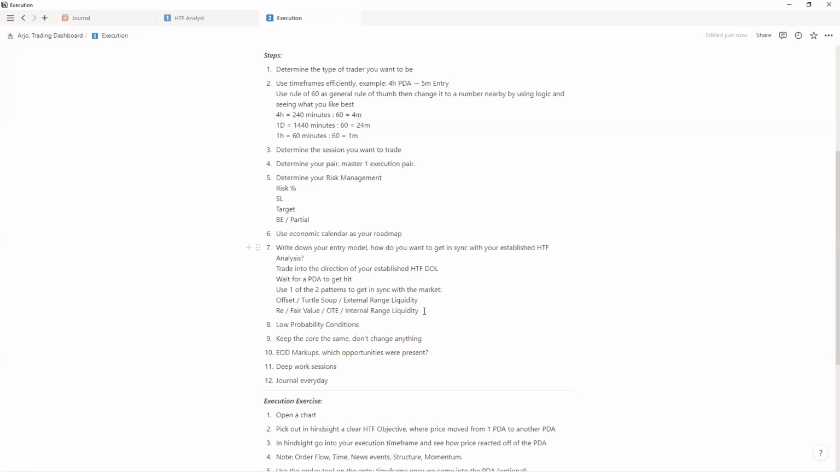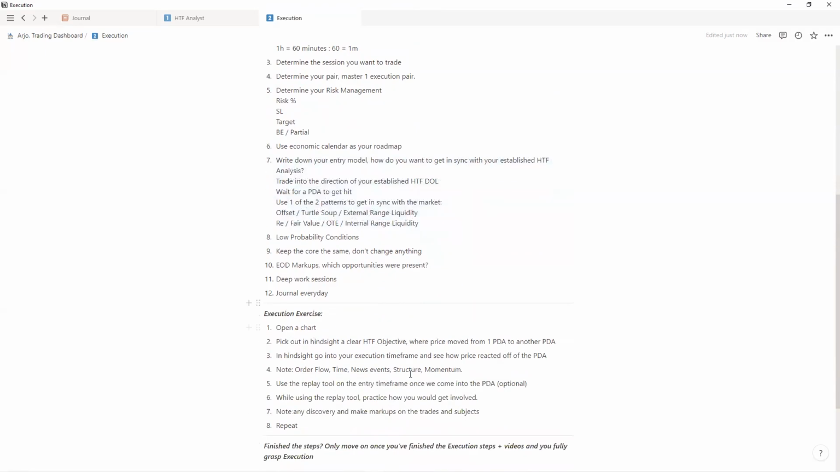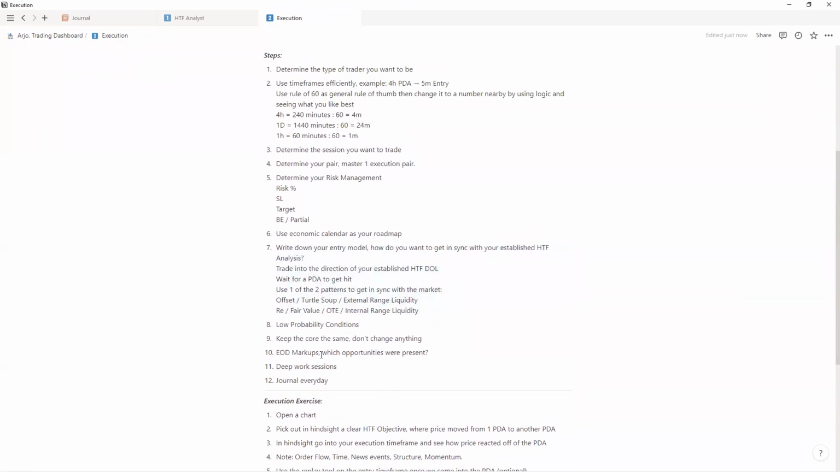Of course, if you wait for a 4-hour PDA, your 4-hour PDA could be the low. So on the 4-hour, it would be an offset accumulation entry. And on the 5-minute, it might be a reaccumulation entry, a simple retracement entry. This is something you have to start looking for yourself. What do you prefer? And again, we'll go over an exercise, a very good exercise that I recommend everyone do, so please do that one as well.